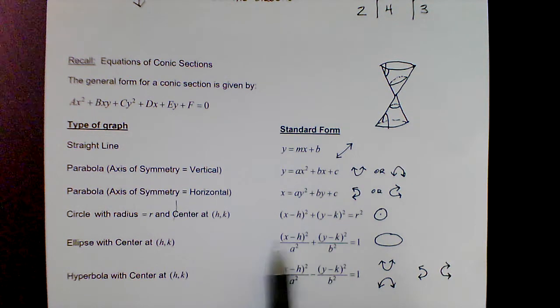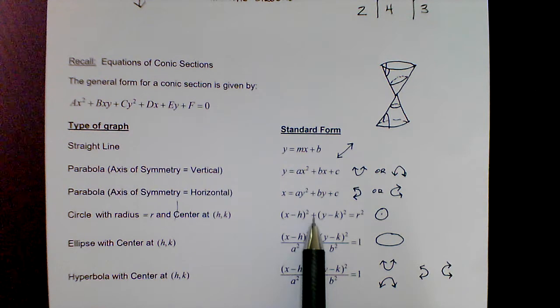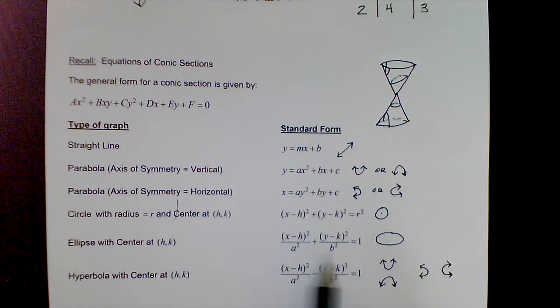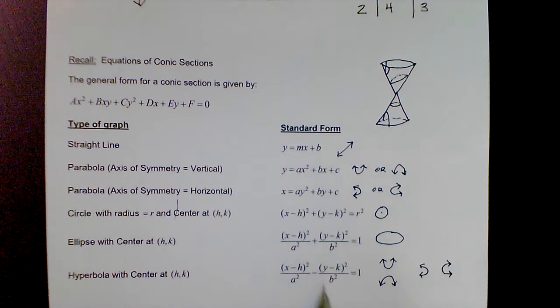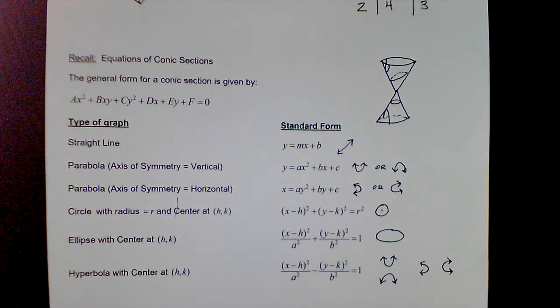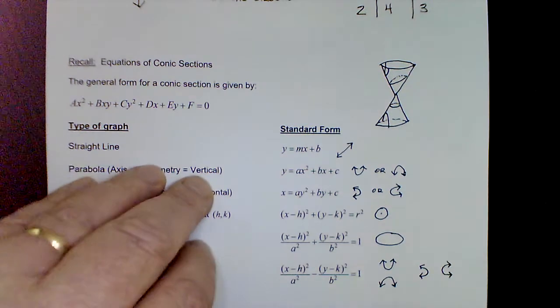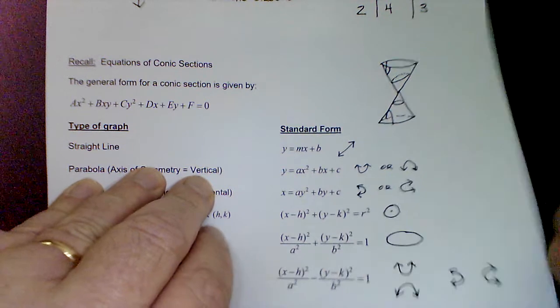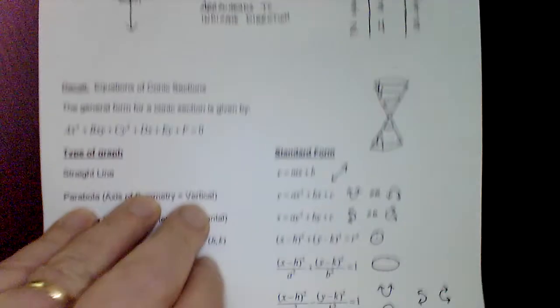Ellipse, both are squared. It's a sum of two squares, just like a circle, but the coefficients are not equal. And a hyperbola, both are squared, but it's a difference. So be able to recognize the graphs as you should from past experiences.